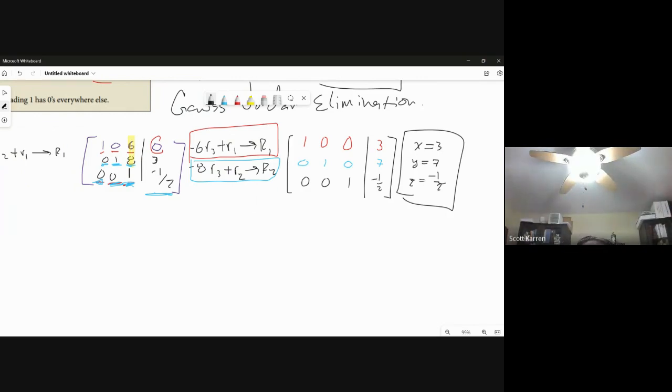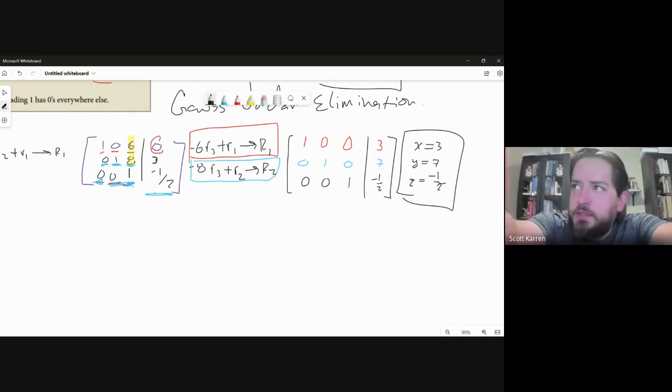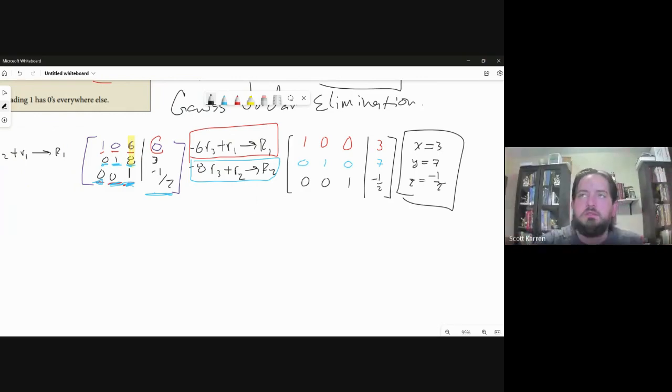Okay. So that's not helpful. Let's see this whole process done on a system of equations.